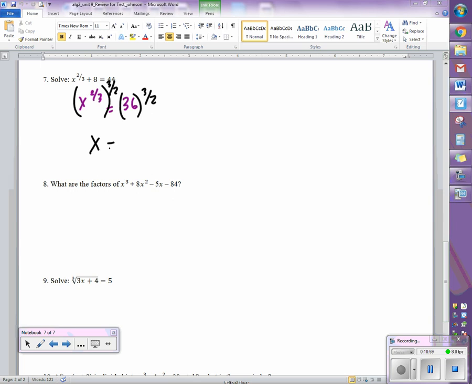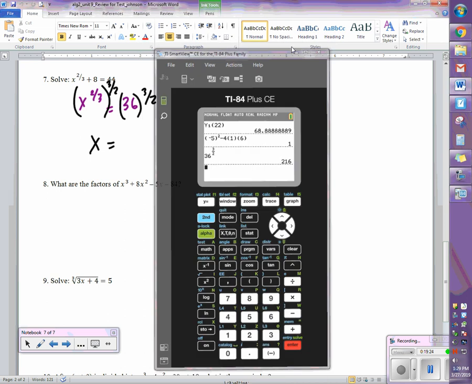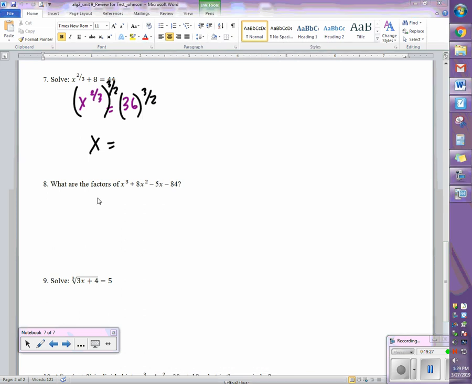So x is by itself. And then you probably need a calculator to do the 3/2 power. So it's 36 to the power of 3/2, and make sure you type it in correctly. And it gives you 216. So the solution is 216.